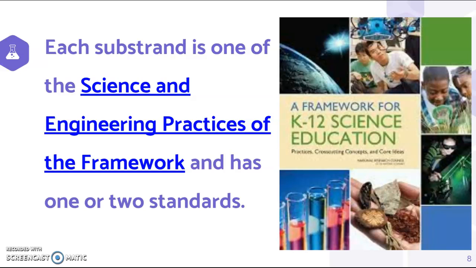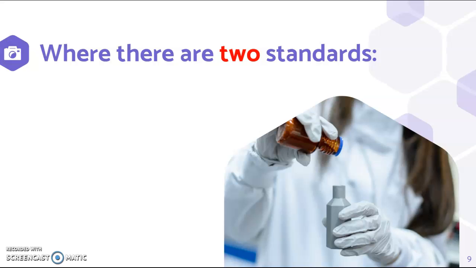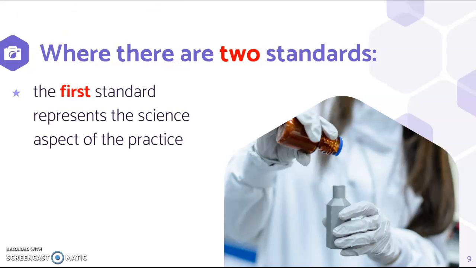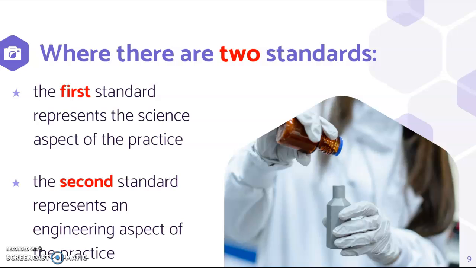I have included a link here that will bring you to the page where you could order and preview the book. There's also an image here that you can see. This is the resource for the information that I am providing today. When there are 2 standards, the first standard represents the science aspect of the practice. The second standard represents an engineering aspect of the practice.